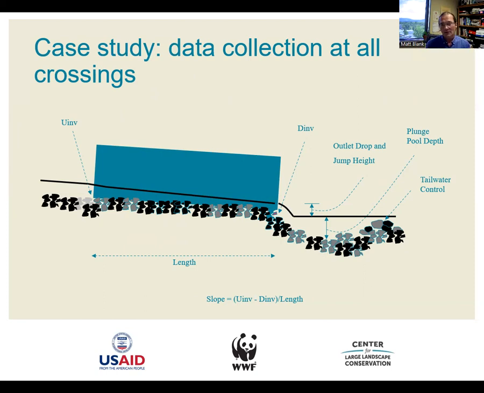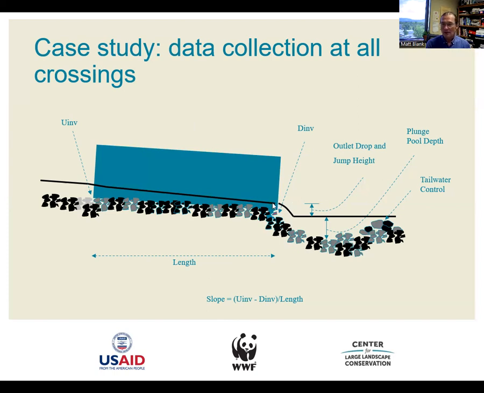So you have an upstream invert elevation you would survey. You would survey the downstream invert elevation. You would measure the length of the structure. And then the slope of it is just this elevation minus this elevation, which represents the drop height, divided by the length.